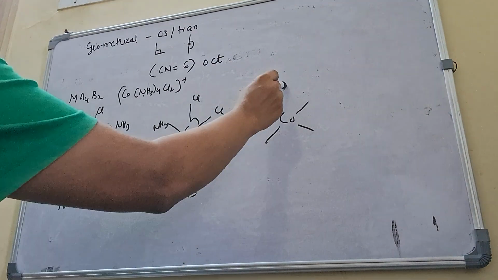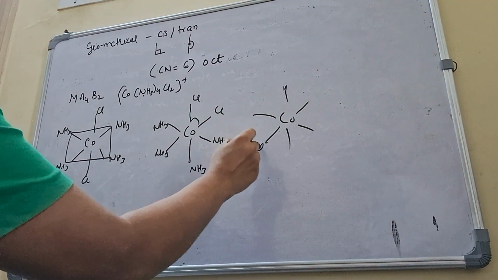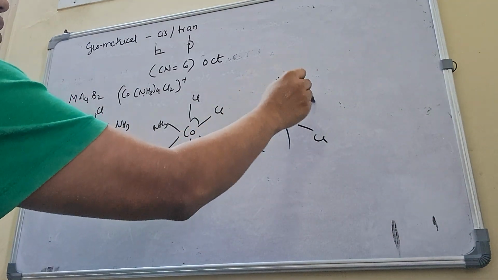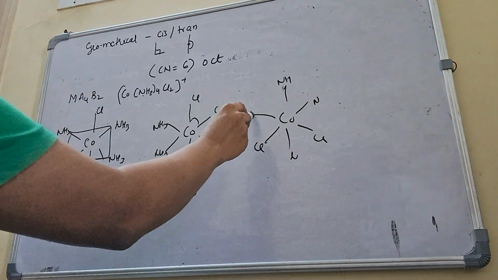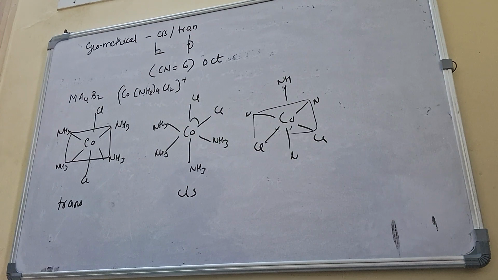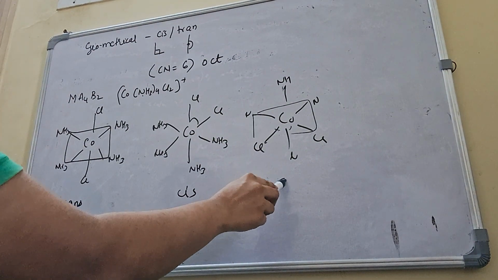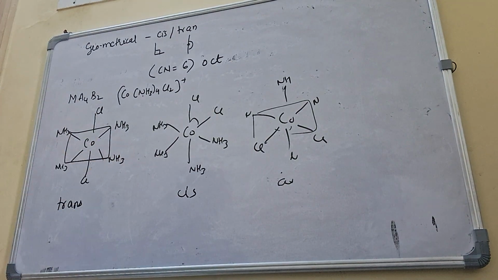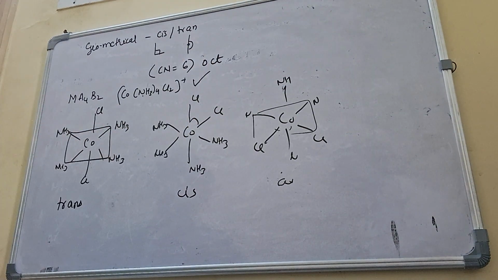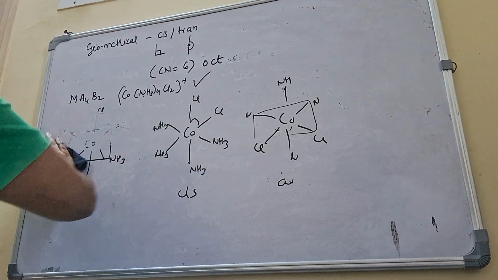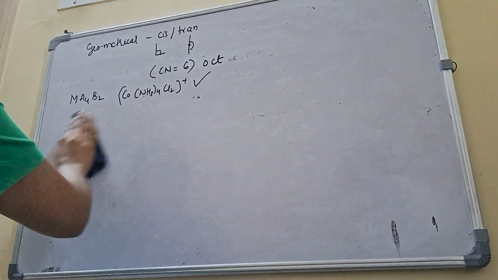Now anything else if you want to even try, for example, if you think that chlorine will be here and chlorine will be here and then ammonia, ammonia, ammonia, ammonia. Look at that. This is still in the plane. These 4 are in the plane, right? The angle between them is still 90. Optically may be different, but geometrically they are same. This is also going to be cis. So you will have 2 possibilities here. So A4B2 type definitely shows cis and trans geometrical isomerism.